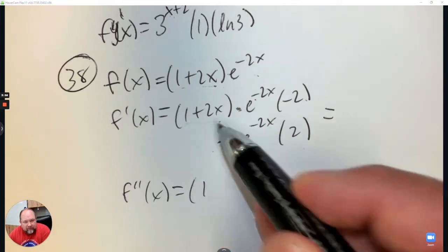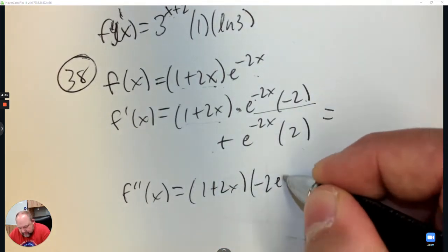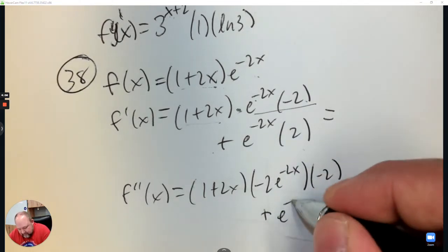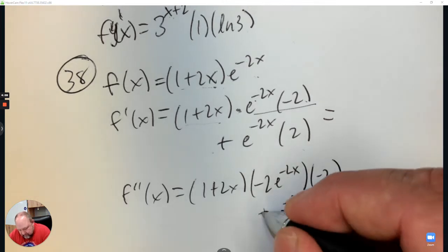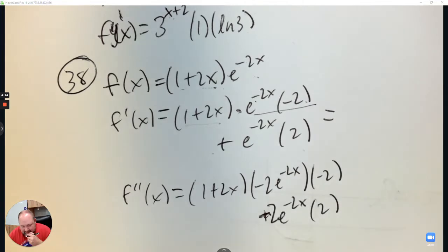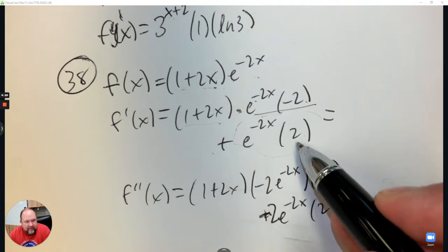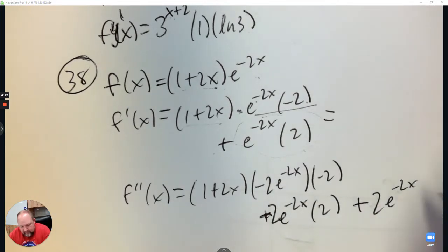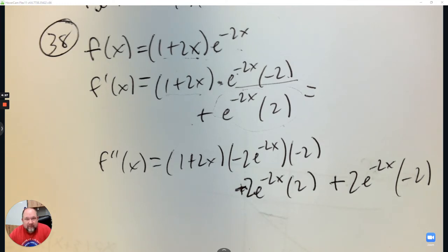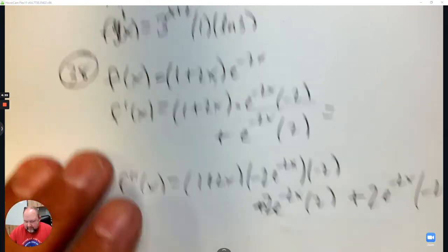So product rule, the first times the derivative of the second. So I copy it, and then it has the hook, plus the second, negative 2, plus the second times the derivative of the first, plus the derivative of this, which is you copy it, and then the derivative of the exponent. There it is. It's not bad if you just follow the rules all the way in, and then when you're done, you're done. 39.